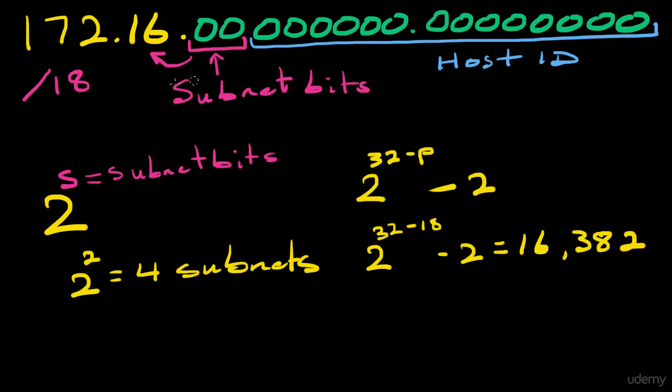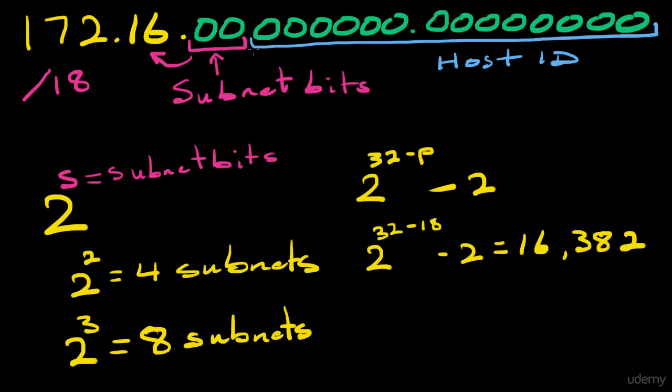If we took 2 bits, made it part of network ID, we get 4 subnets, each of which giving us 16,382 IPs. Suppose we took another bit. Suppose instead of taking 2 bits, we took 3. How many subnets would we get? Think about that for a second. Well, it's 2 to the power of 3, which is 8 subnets.